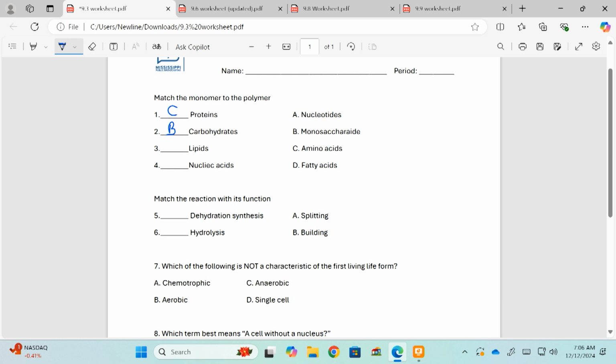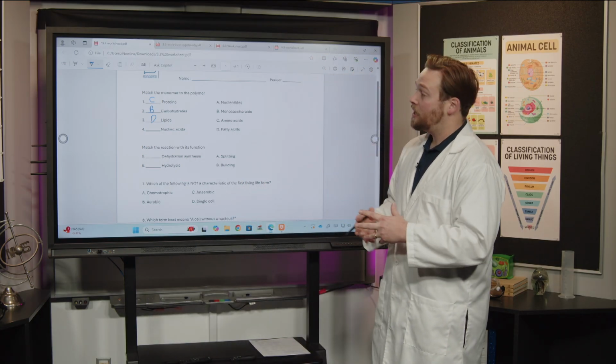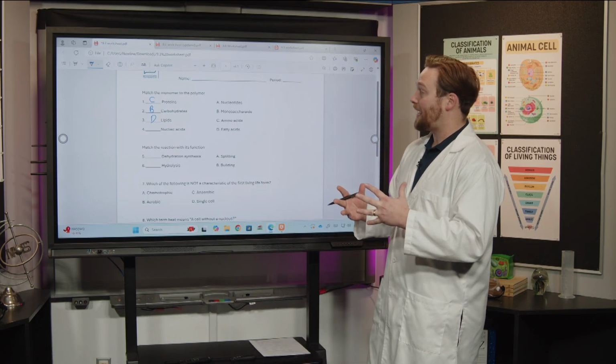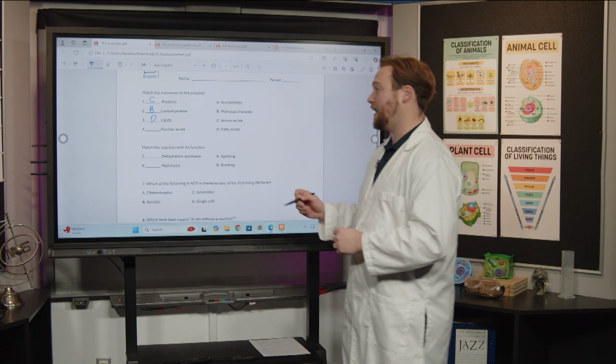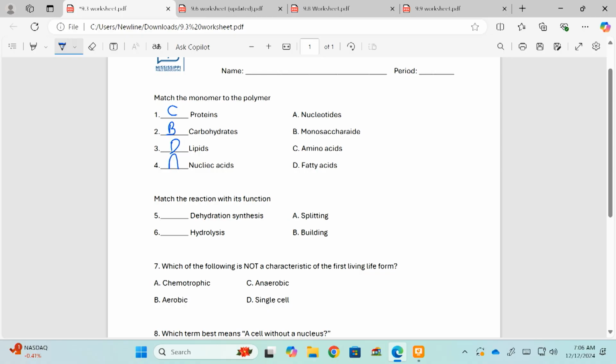Three is lipids. Which of these makes up lipids? The thing you really want to remember here is that lipids is just a scientific word for fat. If you can remember that, it's easy to see how fatty acids would be the ones that make up lipids. And then the last one here is nucleic acids. Which one of these make up nucleic acids? That's letter A, nucleotides. The words kind of sound alike there, right? So nucleotides make up nucleic acids.